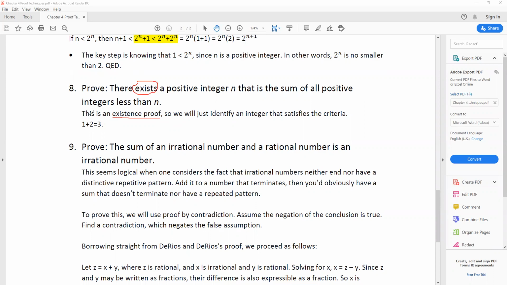Well, 3 is equal to 1 plus 2. In other words, there does exist a positive integer, in this case n, that is the sum of all positive integers less than n. And 1 and 2 are those positive integers less than 3. Number 9.